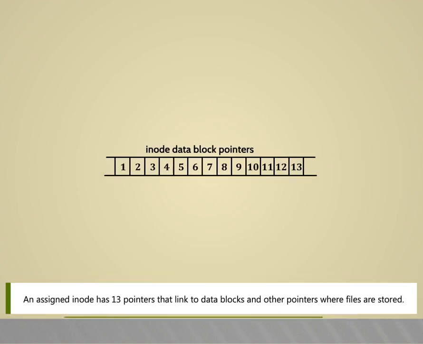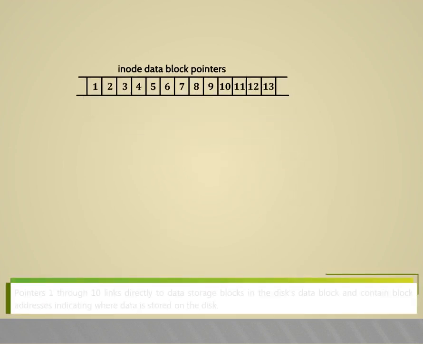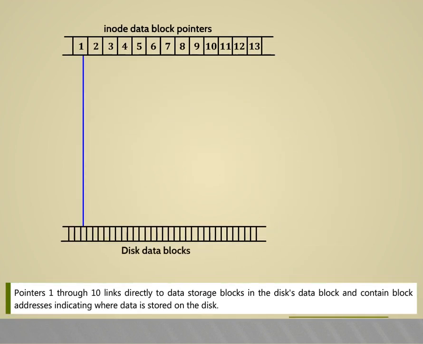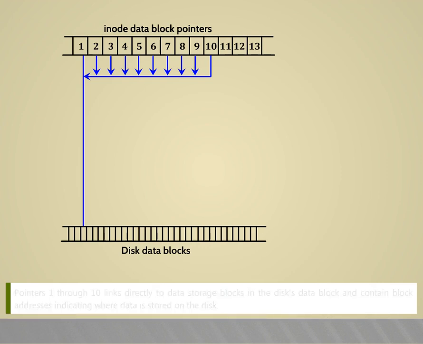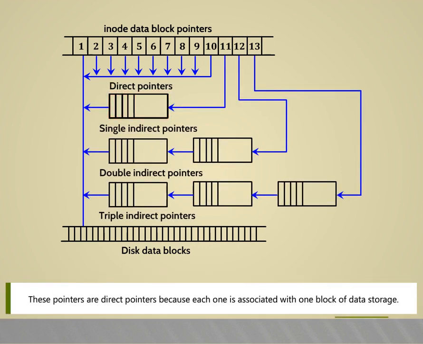An assigned inode has 13 pointers that link to data blocks and other pointers where files are stored. Pointers 1 through 10 link directly to data storage blocks in the disk data block and contain block addresses indicating where data is stored on the disk. These pointers are direct pointers because each one is associated with one block of data storage.